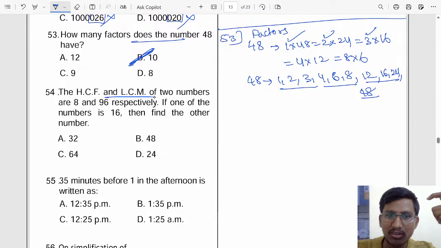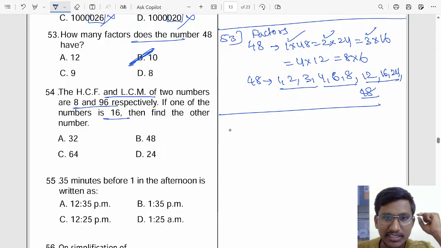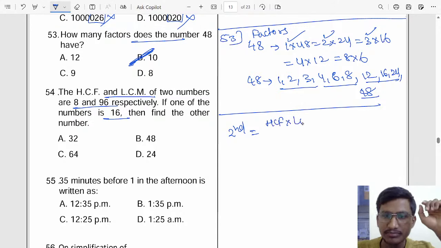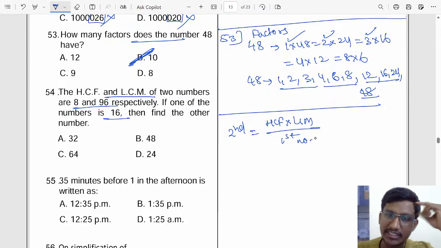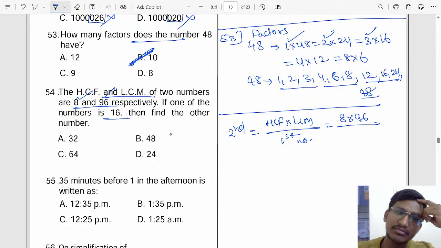HCF and LCM of two numbers are 8 and 96. If one of the numbers is 16, then find the other number. So if you want to find the second number, we know HCF times LCM is equal to the product of the two numbers. So second number is equal to HCF into LCM divided by the first number. So 8 into 96 divided by the first number, which is 16.